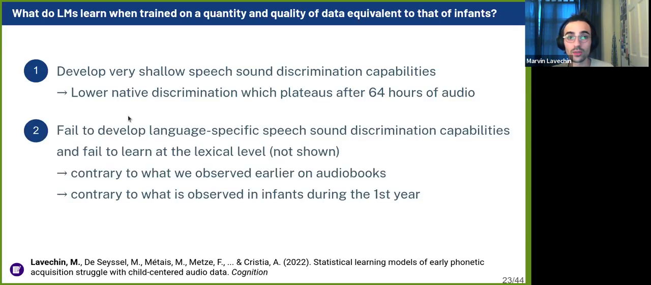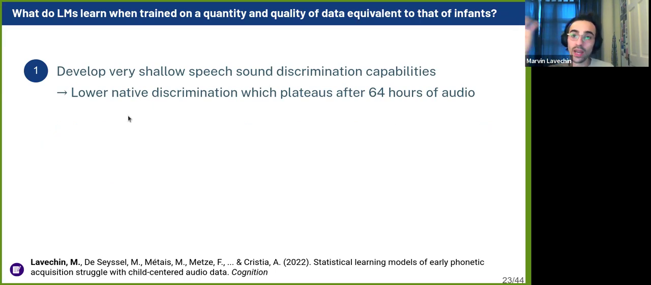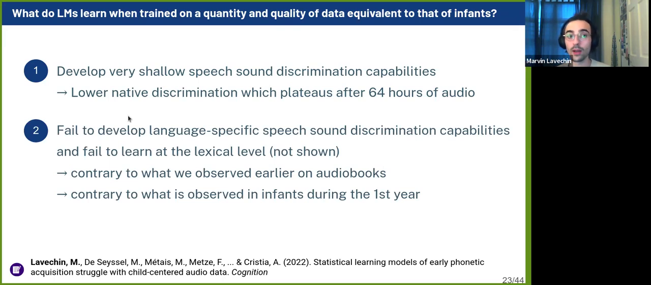And so, the conclusion of this second study, and then I will jump to the conclusion of the presentation. Training on long forms, we showed that spoken language models develop very shallow speech sound discrimination capabilities, with the native discrimination plateauing after 64 hours of audio. And they fail to develop a language-specific speech sound discrimination capability. And we showed, although it hasn't been shown in the presentation, that they fail to learn at the lexical level. These models trained on naturalistic data cannot solve the spot the word task.